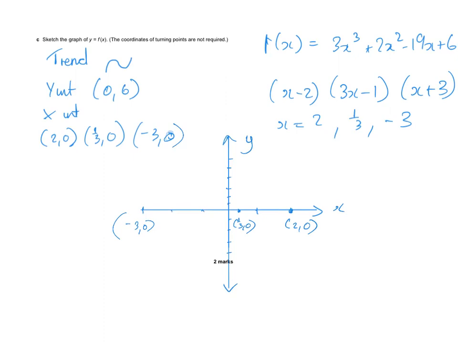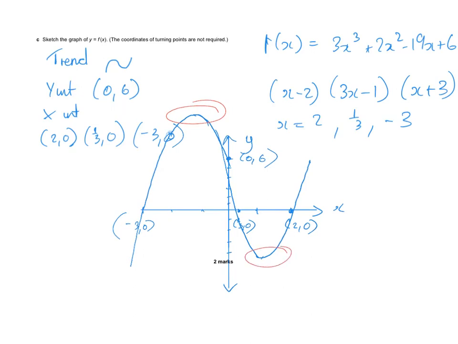The other point that we know is the y-intercept, which is 0 and 6. 1, 2, 3, 4, 5, 6. So that's that point there. My graph needs to go through that and follow that trend, so you should end up with a nice free-flowing graph. Again, we don't know how high up we need to go for our turning points or how low down, but everything else should be to scale and look nice and smooth.